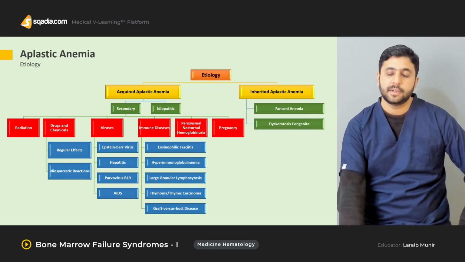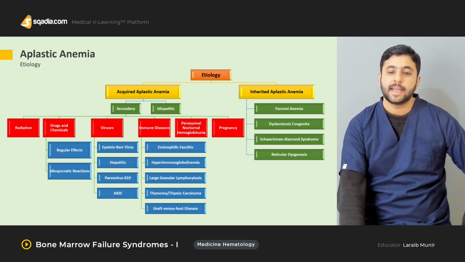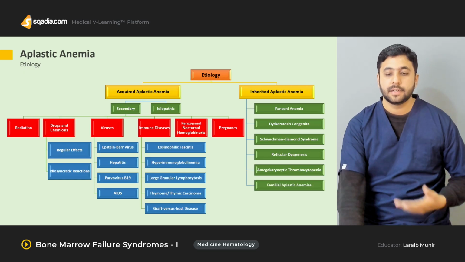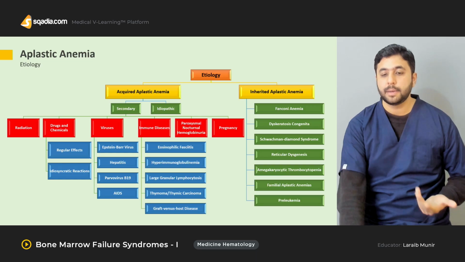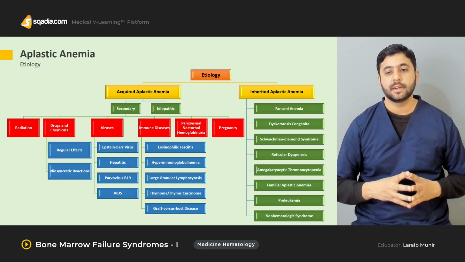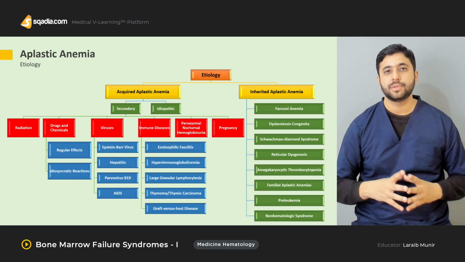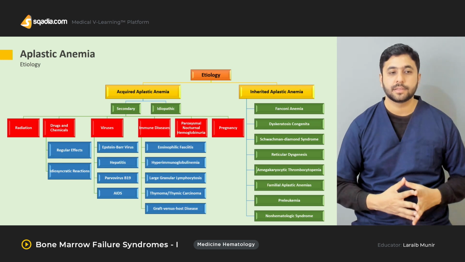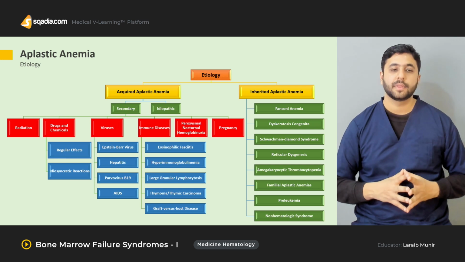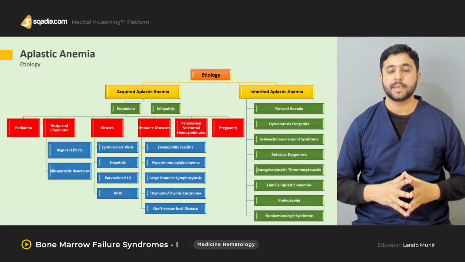The other disorders, or the rare terminologies, are dyskeratosis congenita, then Shwachman-Diamond syndrome, then reticular dysgenesis, megakaryocytic thrombocytopenia, and certain different types of familial aplastic anemias, pre-leukemia, and non-hematologic syndromes. So this is a long list of inherited aplastic anemias, but if you have to remember one, just remember Fanconi anemia and its association with affecting the digits and the musculoskeletal system. This flowchart gives you a very good classification of aplastic anemia based on the etiologies.